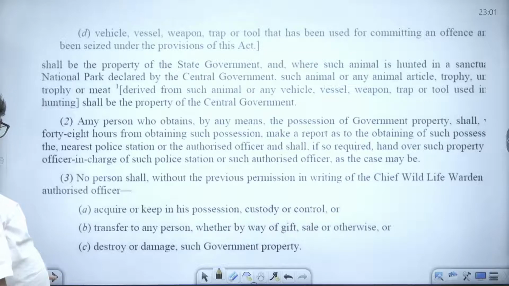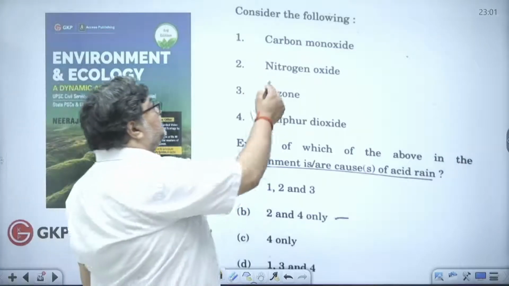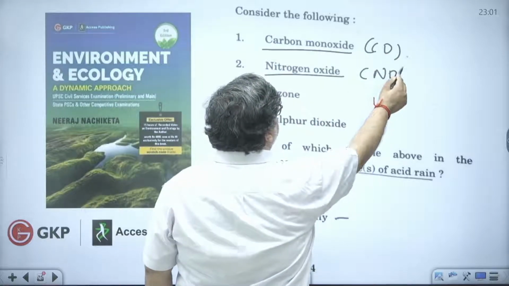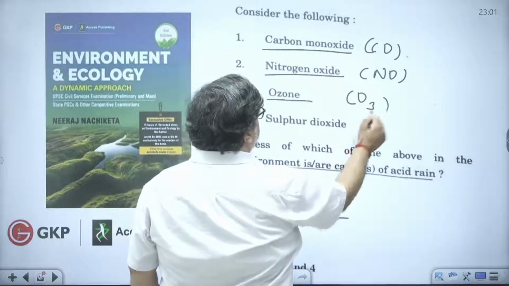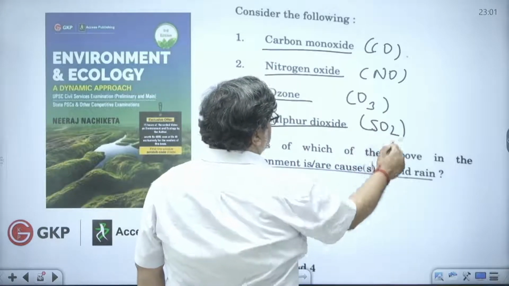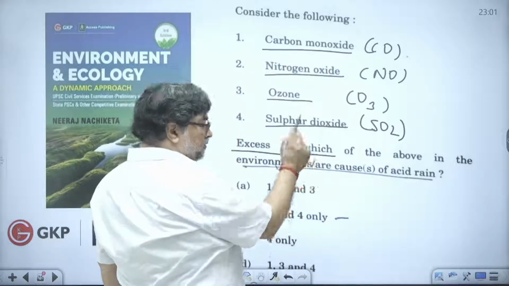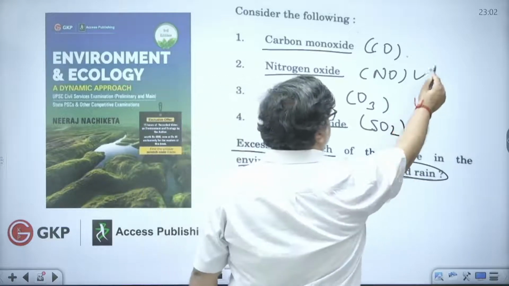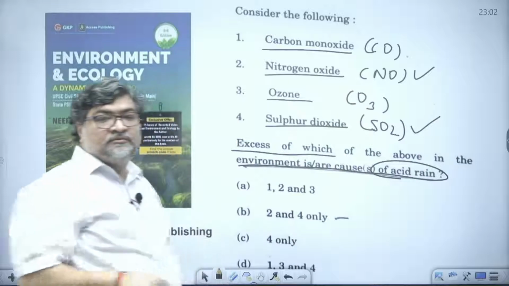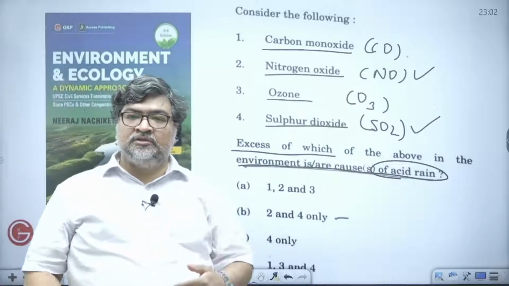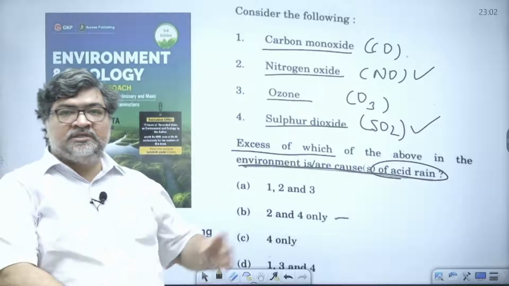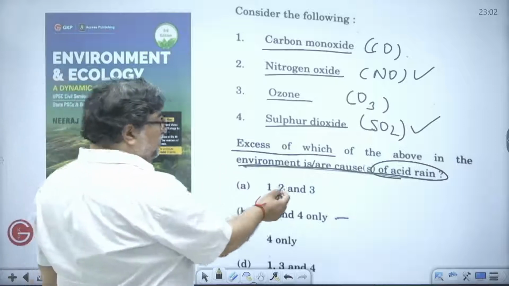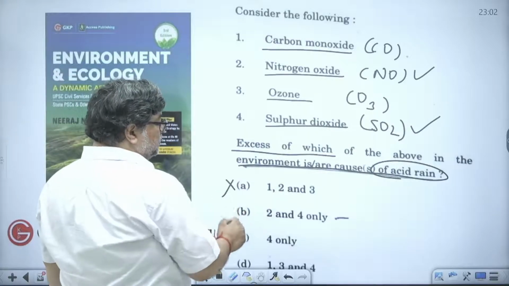Anything comes into that. Now coming to this one, acid rain. Consider the following statements: carbon monoxide, nitrogen oxide, ozone, sulfur dioxide. The question is, excess of which of the above in the environment cause acid rain? So acid rain is caused by oxides of nitrogen and sulfur oxide. Oxides of nitrogen when reacting with rainwater form nitrous acid and nitric acid, sulfur dioxide reacting with rainwater forms sulfuric acid, and it forms the acid rain. So given the options here, 1, 2, 3 is wrong, 2 and 4 are correct.